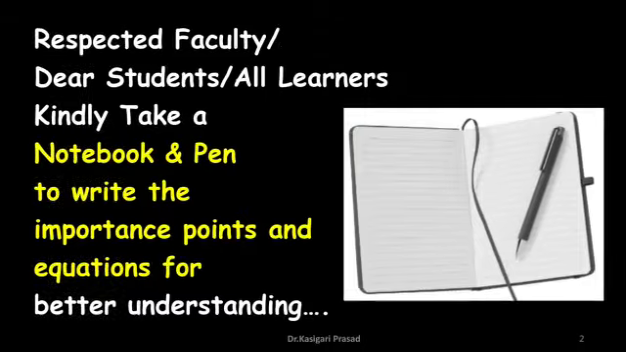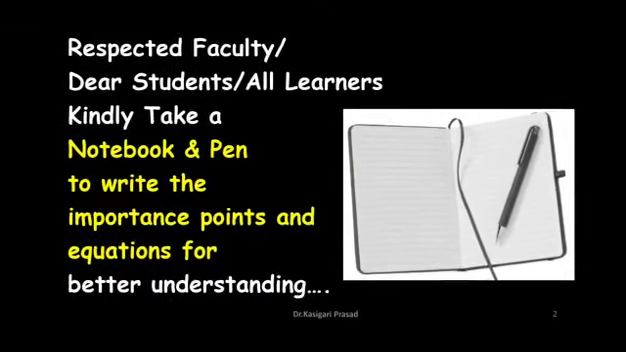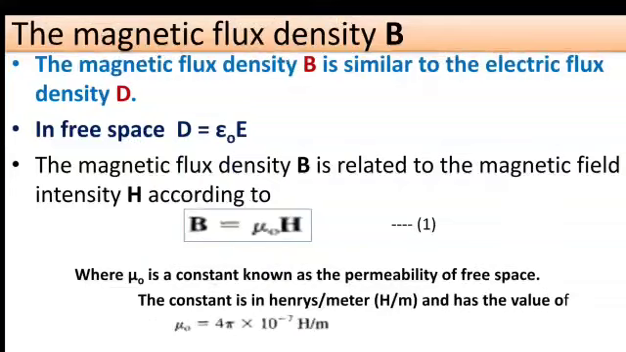I request everyone to kindly take your notebook and pen to write important points and equations for better understanding. So, in this topic, we are going to discuss magnetic flux density B, capital B. The magnetic flux density B is similar to electric flux density D. In free space, we know that electric flux density D is equal to epsilon naught E. We have derived this equation and studied it in our previous classes.